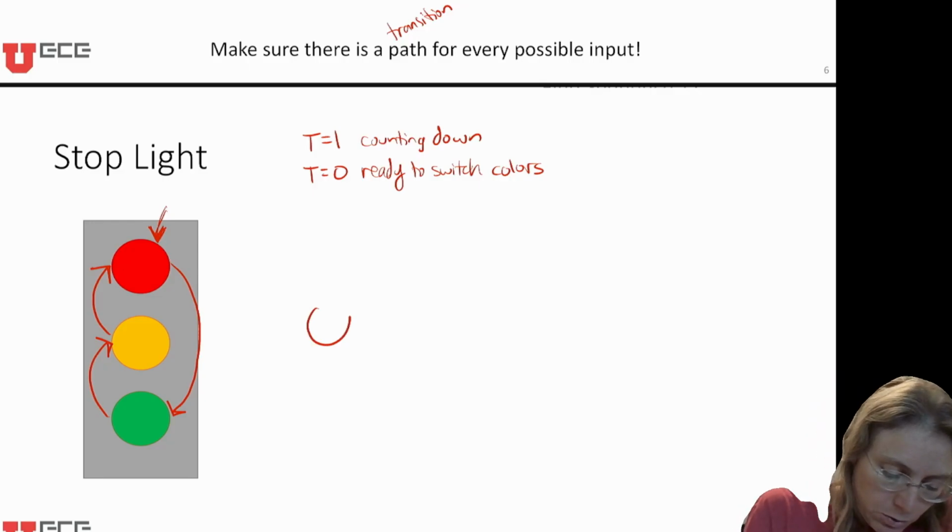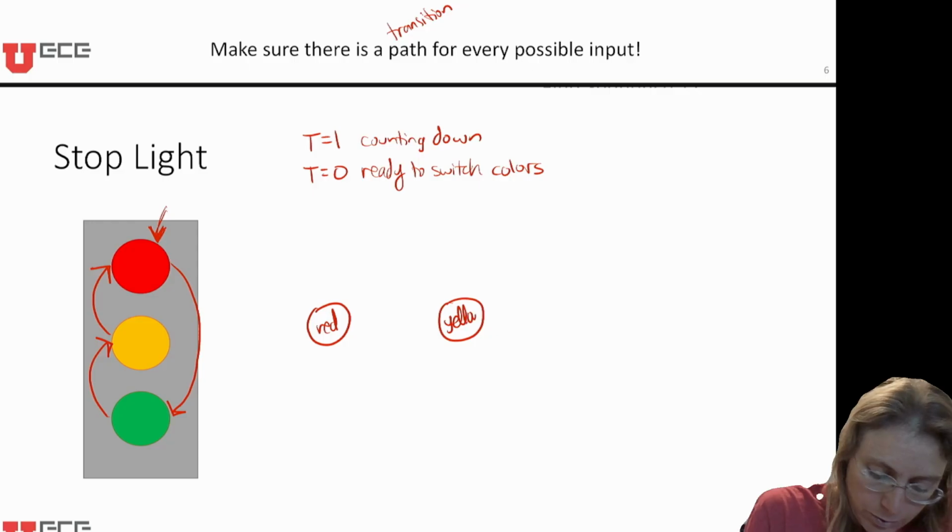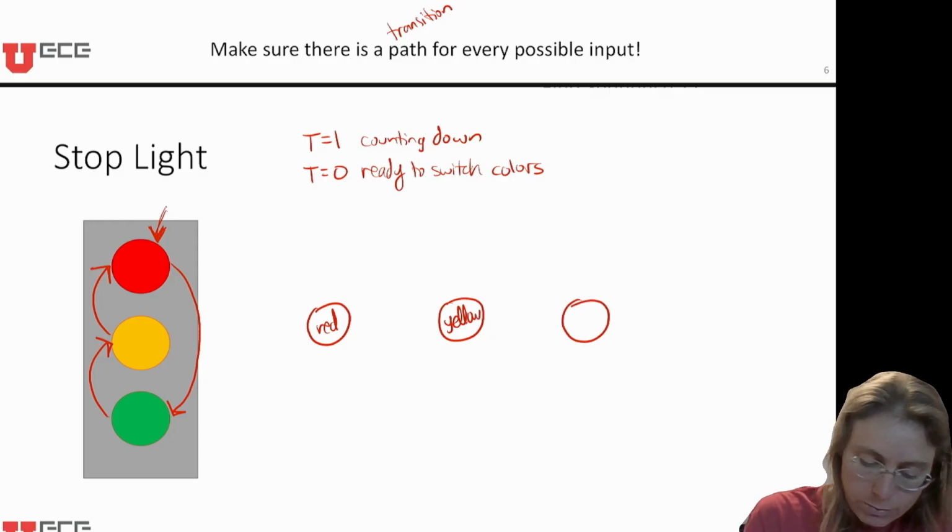Okay, so I'll make my states red, yellow, or maybe you call it orange. I don't know, I call it orange. My husband and I argue about this all the time. And green.